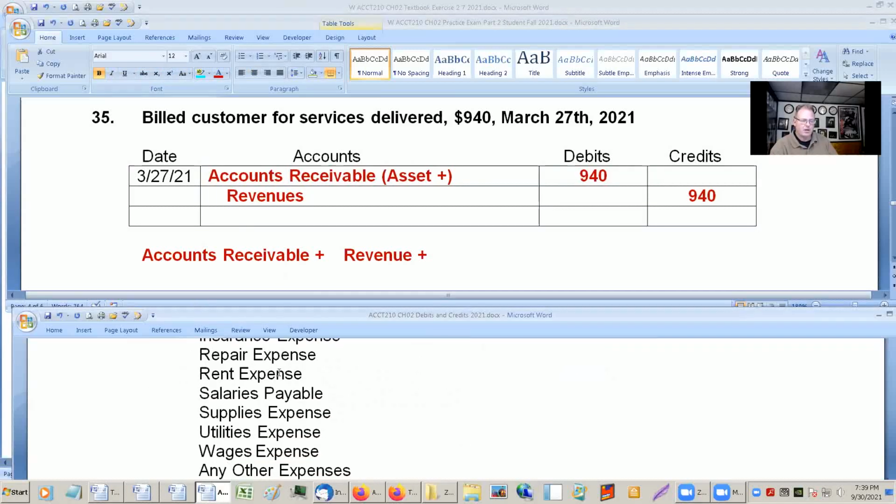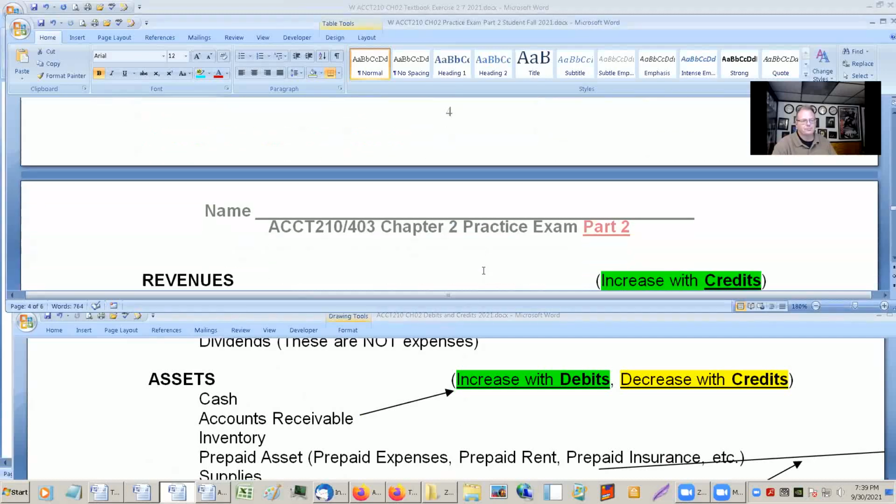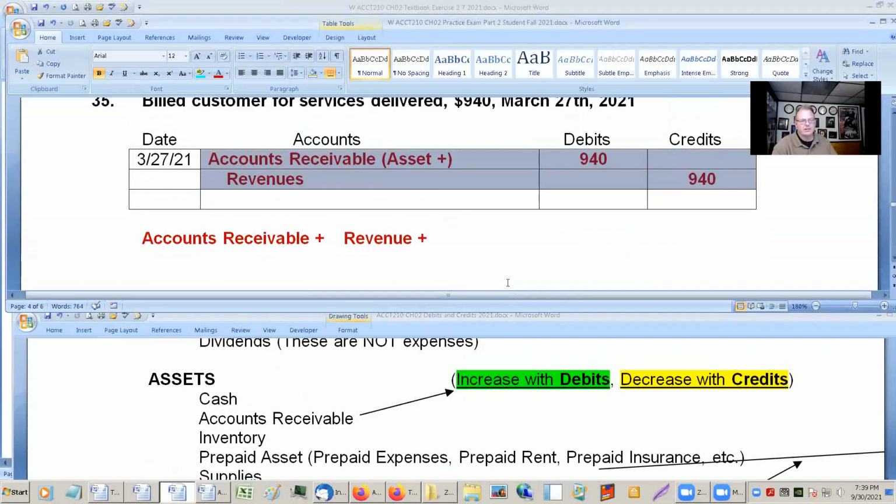And coming down here, it'll look like this. Assets.